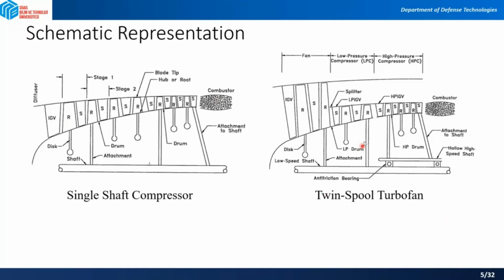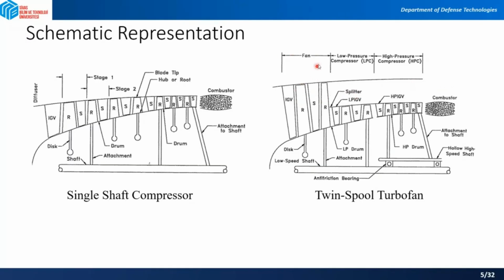In a twin spool, let's say it's a turbofan engine, you can see that you have a lower speed shaft, and then you have your high speed shaft. So it is like flow first, the cold flow goes through the inlet guide vane and the rotor and stator of the fan, and then it travels from this place. It's not getting inside the combustor.